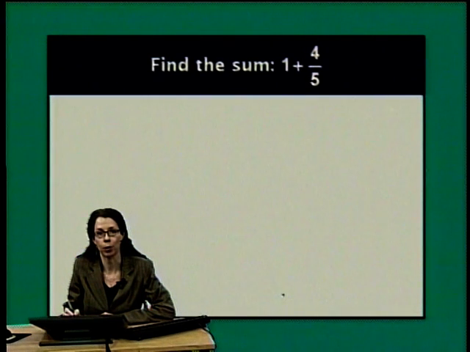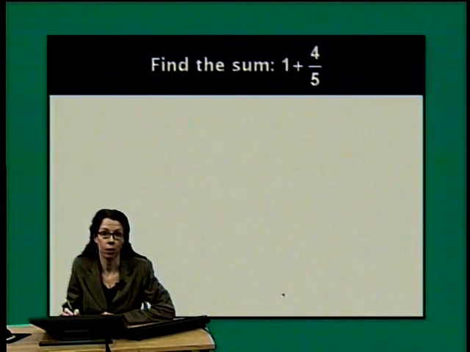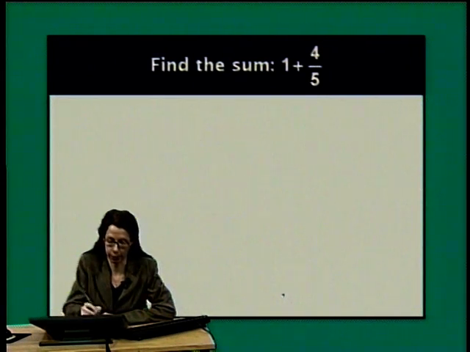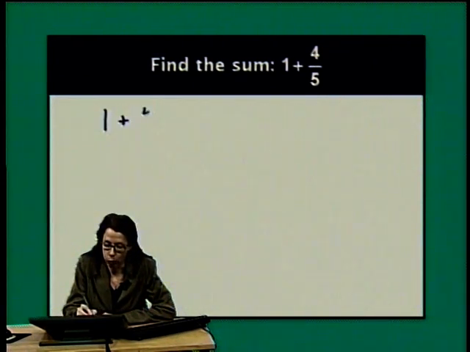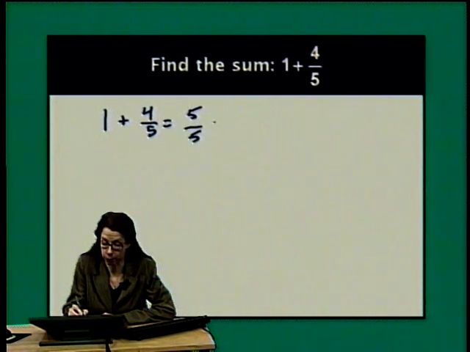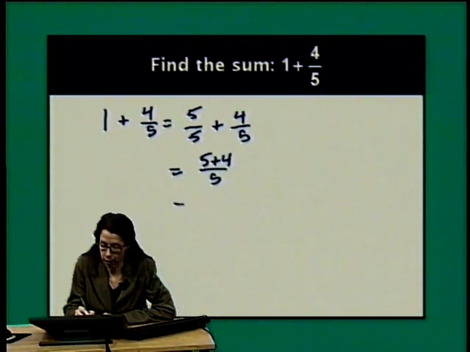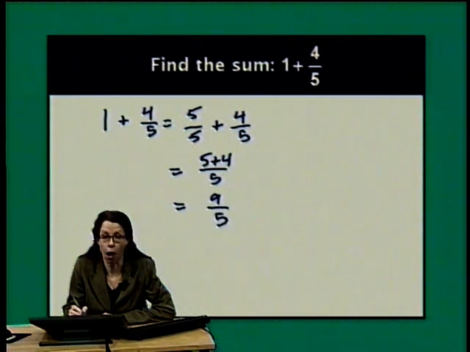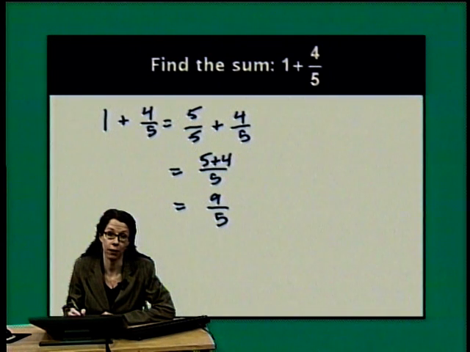One last example here. We want to find the sum of 1 and 4/5. Well, I don't see a common denominator here. But I can write 1 as 5/5. Add the numerators and write the result over the common denominator. So 1 plus 4/5 is 9/5.